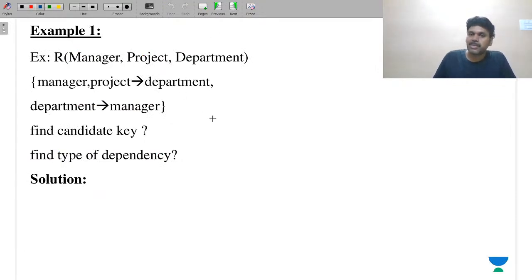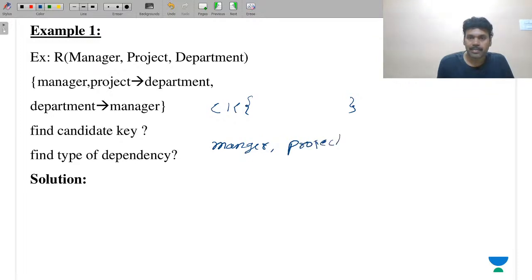Understand what type of dependency it is. I am finding the candidate key. So manager project closure implies R, no doubt, because MPD, three attributes are there, and MP gives D. So it's R. And here, I am finding the department closure.